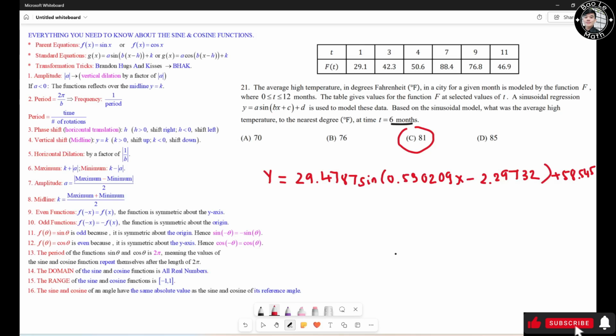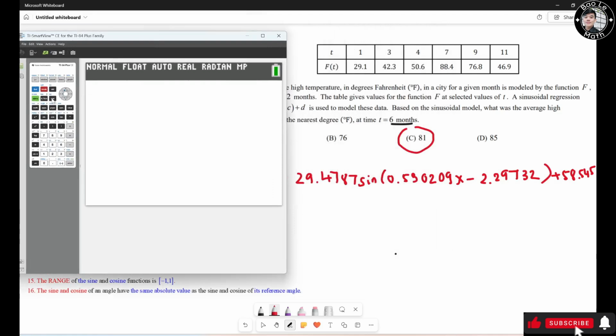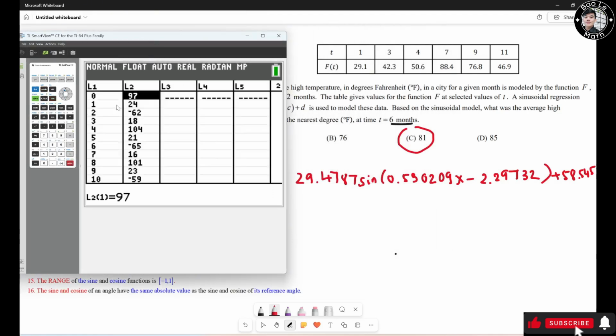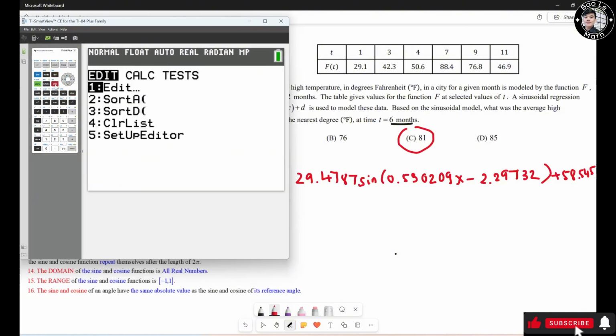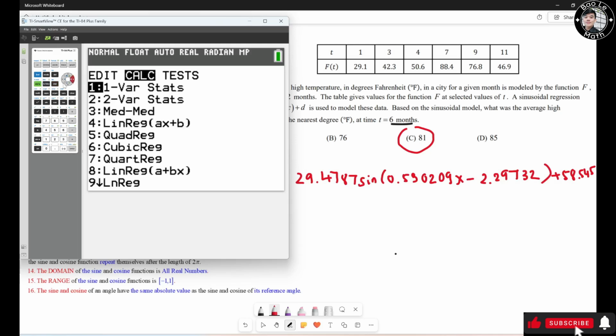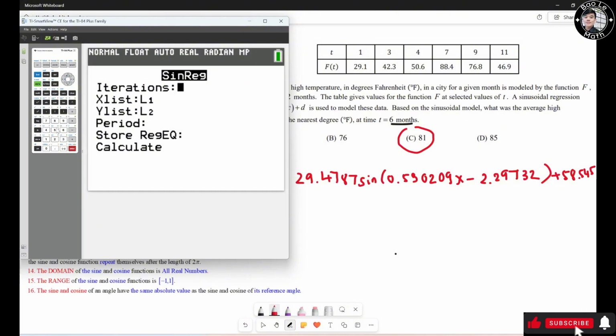Now I'm going to use the TI-84 Plus CE calculator to do this problem. Alright, so I'm going to bring up the calculator. You need to hit stat, edit. Alright, now you need to input the values. Now we hit stat, calc, and we need to hit the up arrow right here, and hit C right here, SinReg, sinusoidal regression. Now iterations right here, the more iterations, the more accurate.